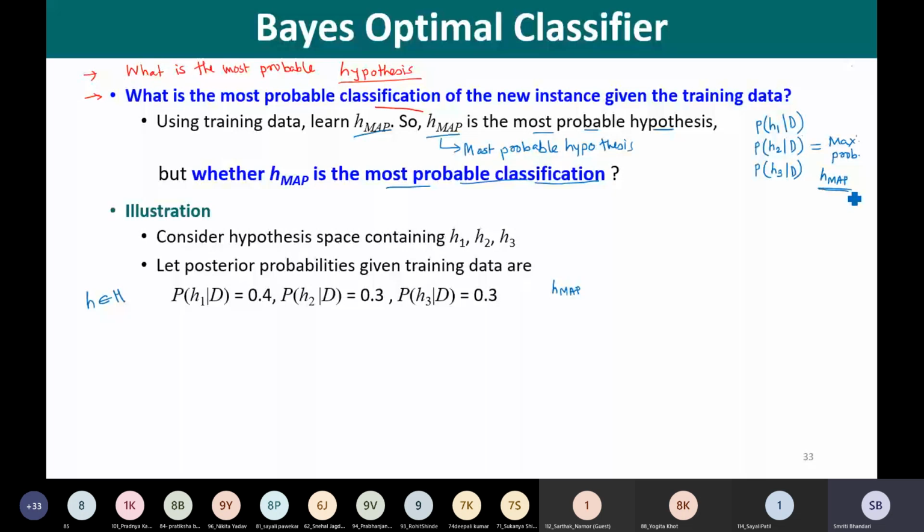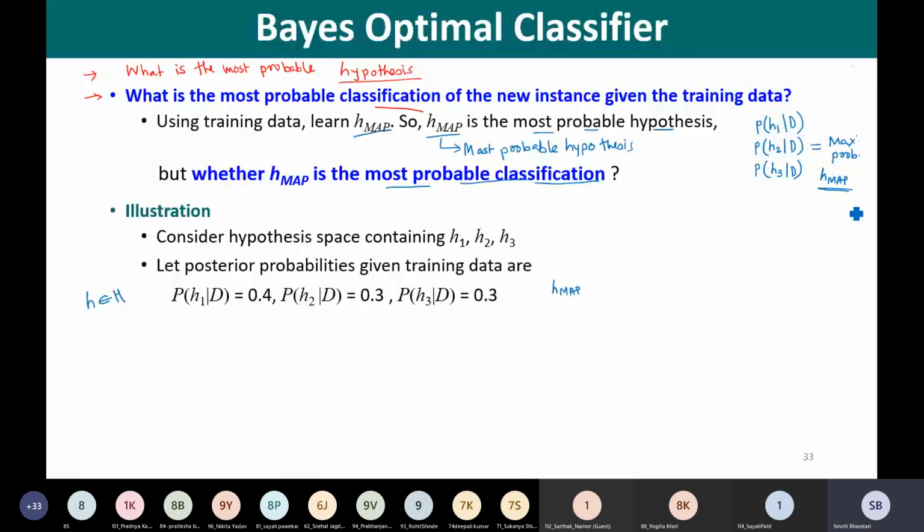But now the question is whether it is enough to have the most probable hypothesis, or rather we should go for the most probable classification of the new instance. What does this mean? This means that if I am having many hypotheses in my hypothesis space, those are actually for classifying my data.